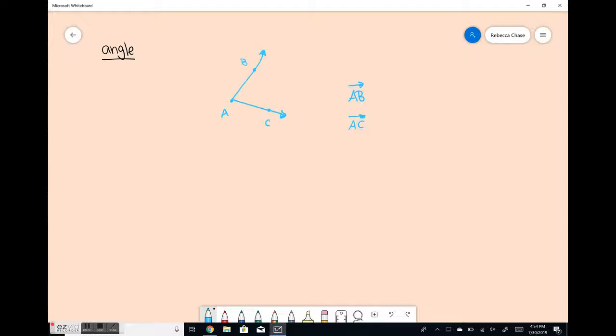So angles are just 2 rays connected at the same endpoint. And that's every angle, because this point right here is always going to be the same. So an angle is 2 rays that are connected, and you always have to draw it like that.